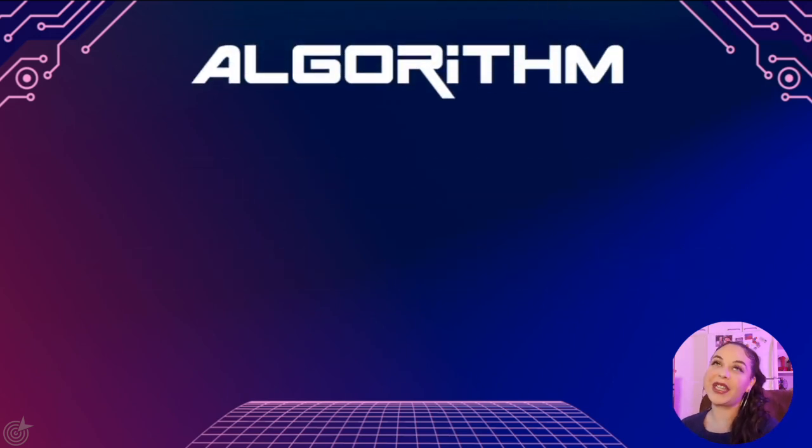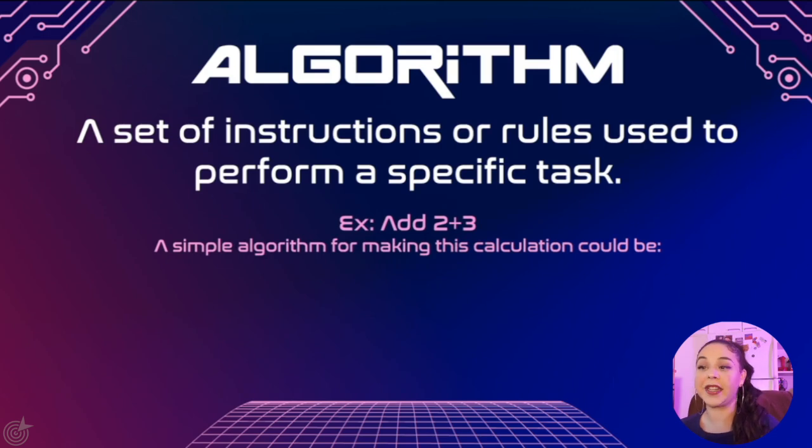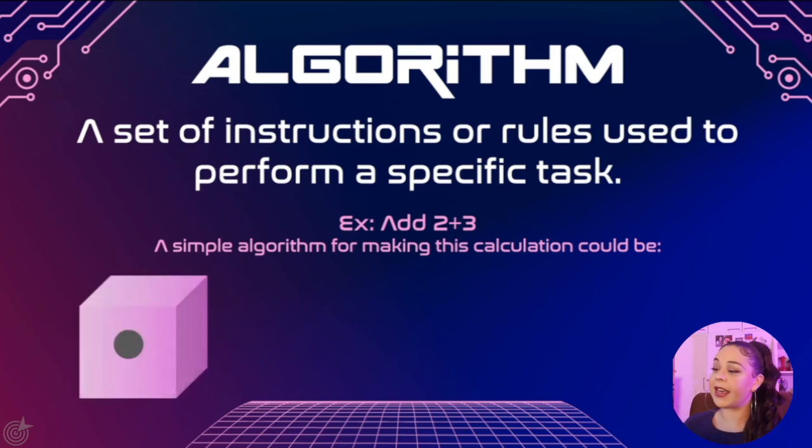The first one I want to talk about is a word that's thrown around all the time. You probably heard it before, especially in regards to social media, and that is algorithm. But an algorithm is simply a set of instructions or rules that are used to perform a specific task. So let's take a very simple math equation, for example, add 2 plus 3. So let's say that I input that and I was going to make a simple algorithm to make this calculation. It might look something like this.